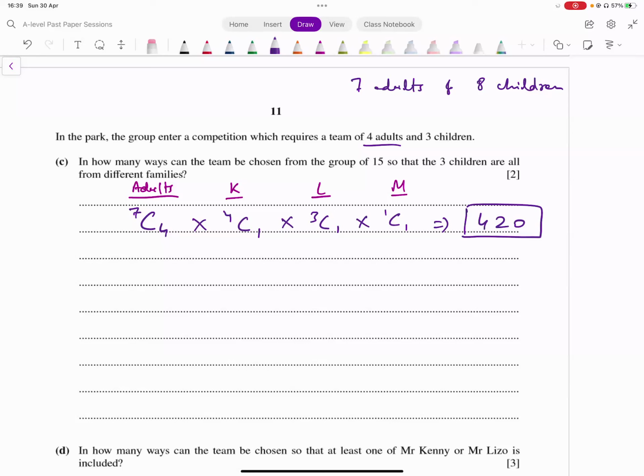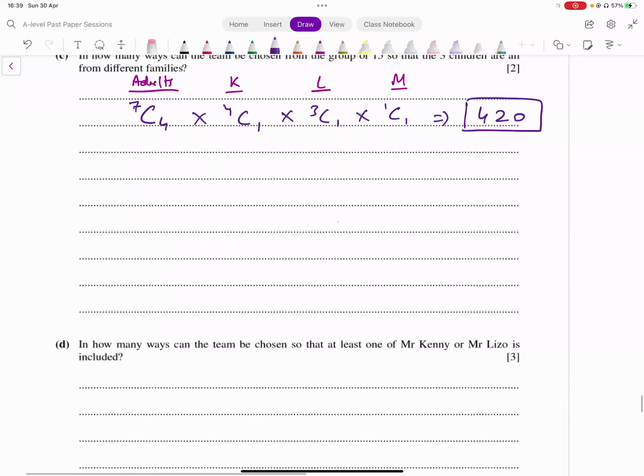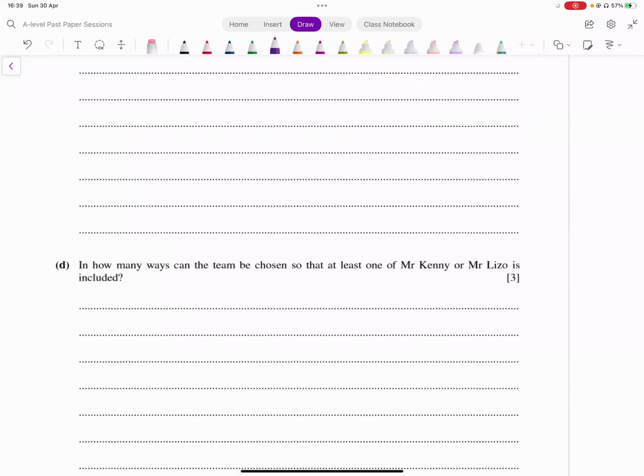All right, let's move on to the next part. It says, in how many ways can the team be chosen so that at least one of Mr. Kenny and Mr. Lizo is included? At least one of them is included. Okay, अब देखें चिल्ड्रन पे तो कोई कंडीशन नहीं है ना? तो हम यहाँ पे लिख लेते हैं पहले. We have some adults and we have some children.